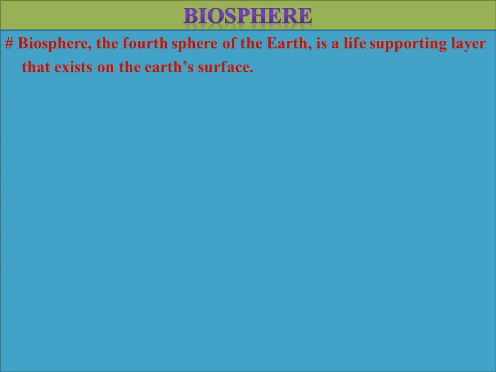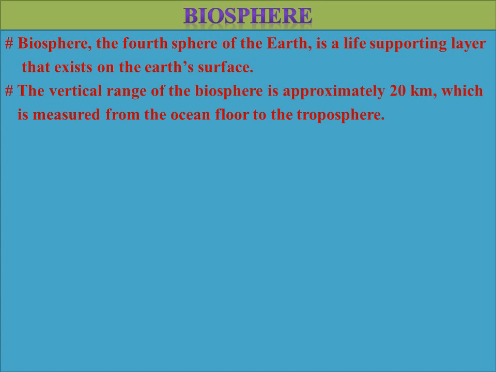It includes flora and fauna that thrive on or near the earth surface. The vertical range of the biosphere is approximately 20 km, which is measured from the ocean floor to the troposphere. However, most plants and animals live in a very narrow section, about 1 kilometer above and below the mean sea level, which we call MSL.